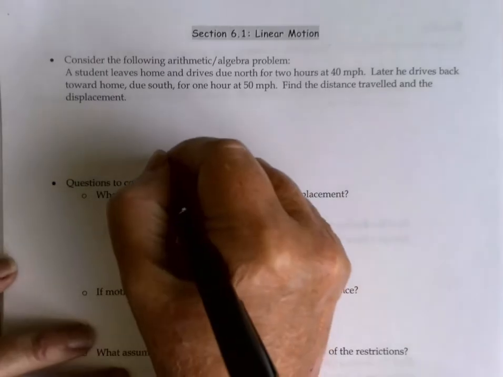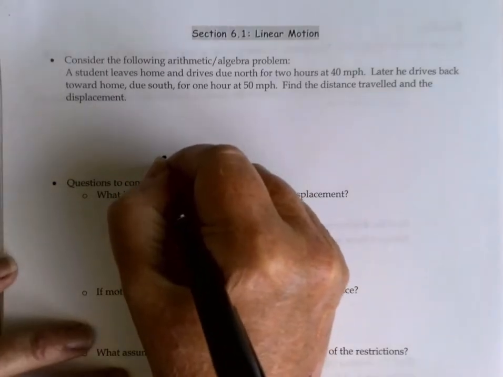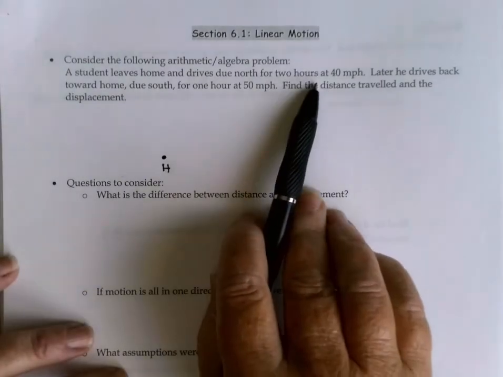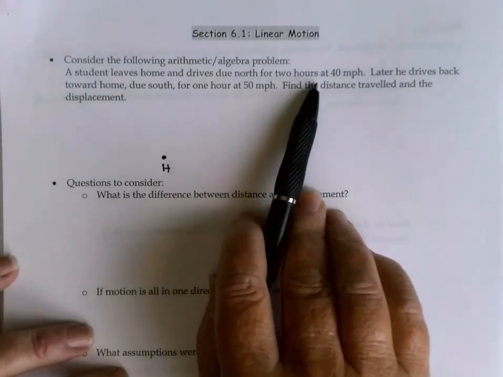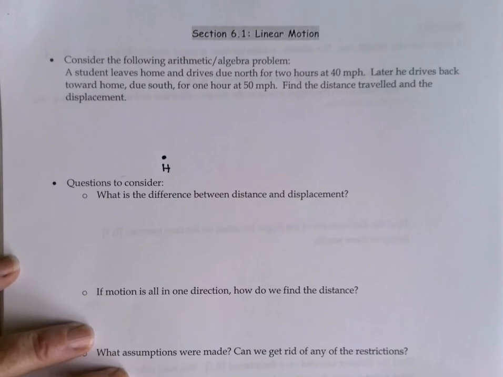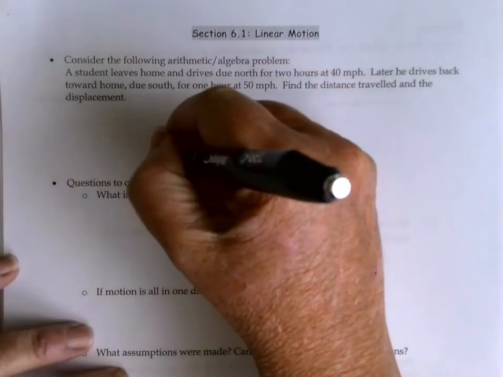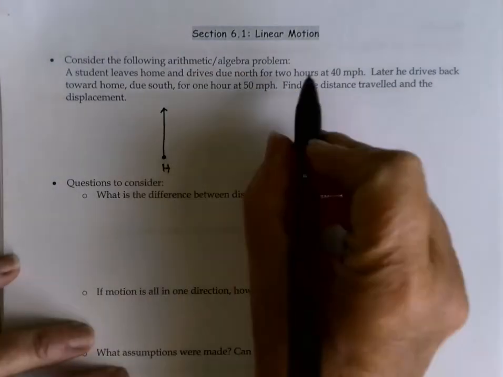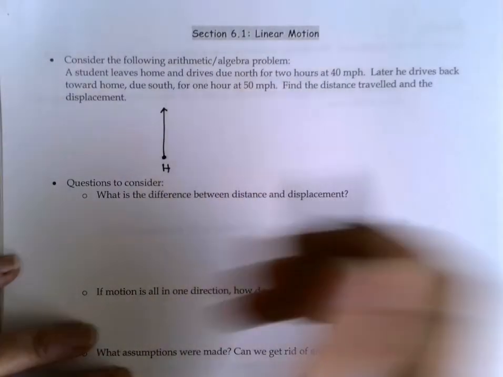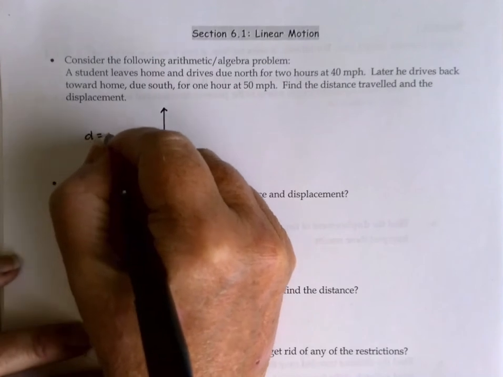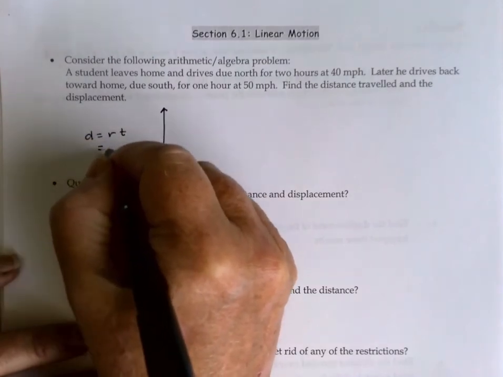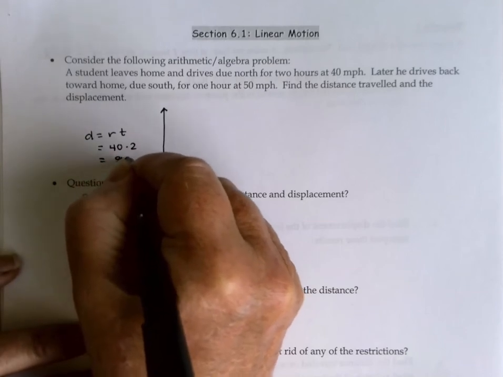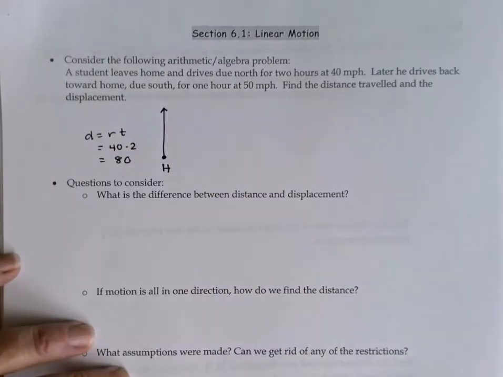So just to draw ourselves a little diagram here, if we assume that this is the student's home, and they go due north for 2 hours at 40 miles per hour, then they would be traveling 2 hours times 40 miles per hour, right? The distance would be rate times time, 40 times 2, or a distance of 80 miles.